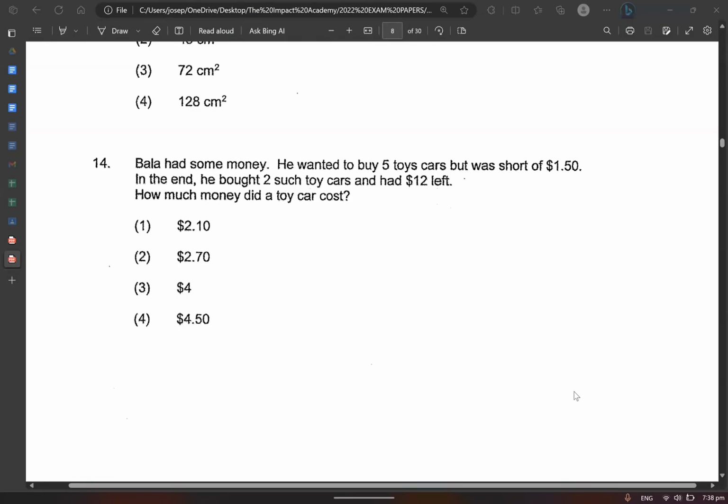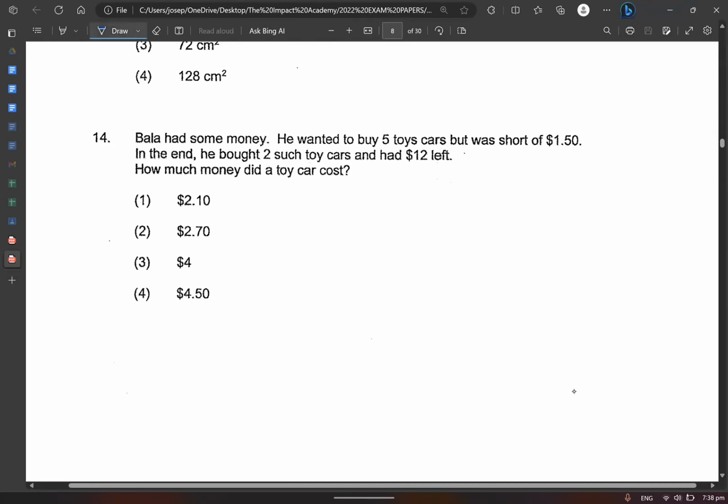Hi everyone, today we are looking at a question like this. As you can see over here, it says that Bala had some money. He wanted to buy 5 toy cars but was short of $1.50. Because of this word "short of", the meaning of short of means not enough. Agree? So I write over here: shortage.